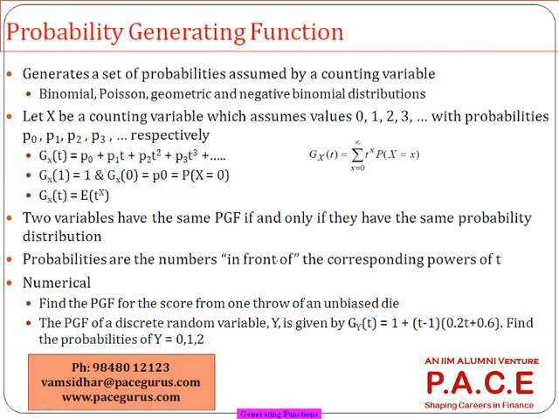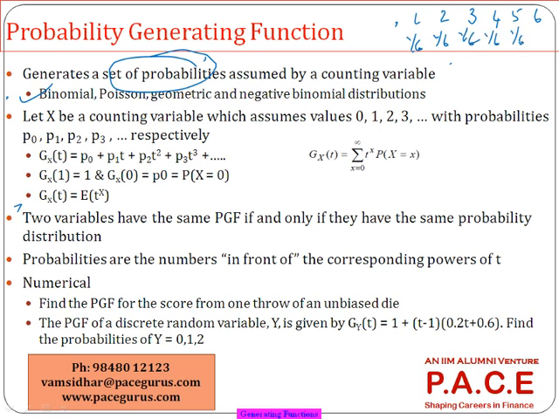A probability generating function is nothing but it generates a set of probabilities for a particular variable, and is more appropriate only for discrete distributions. Let me take a simple example, it makes things easier. We talk about a dice: 1, 2, 3, 4, 5, 6, and each has probability 1 by 6. These are the probabilities.